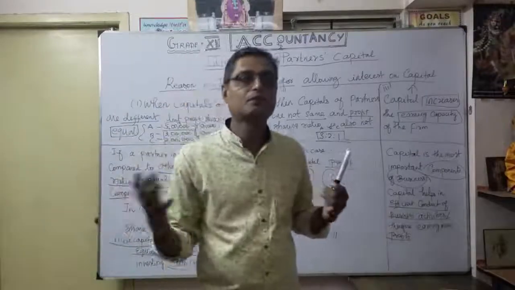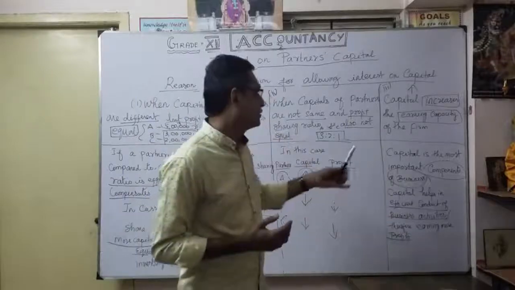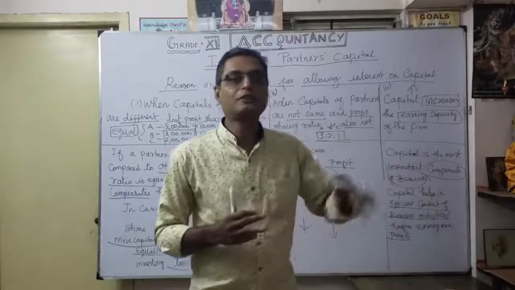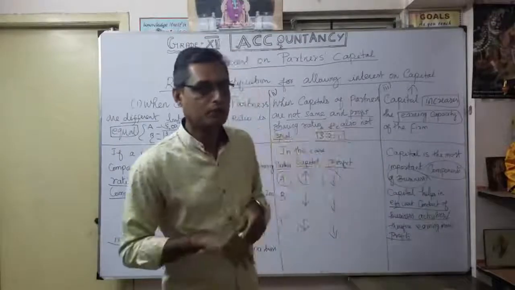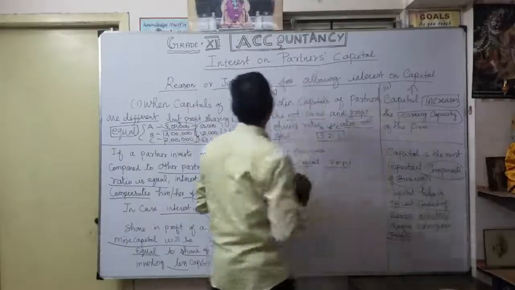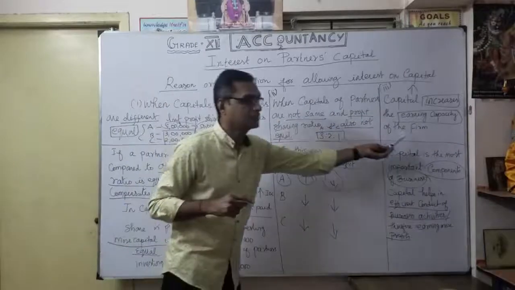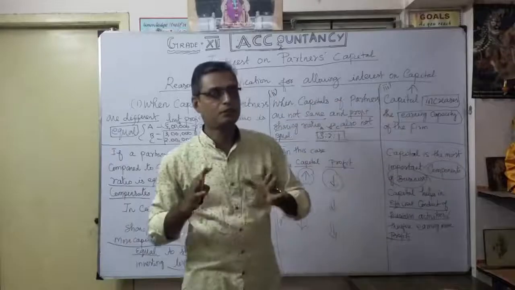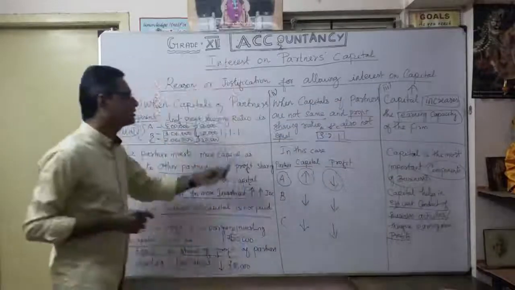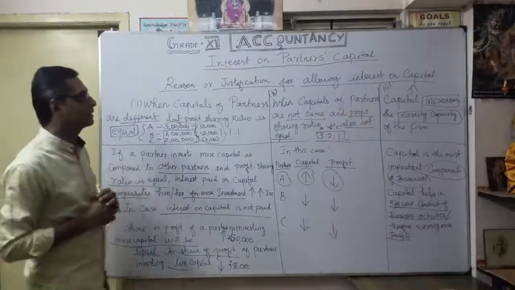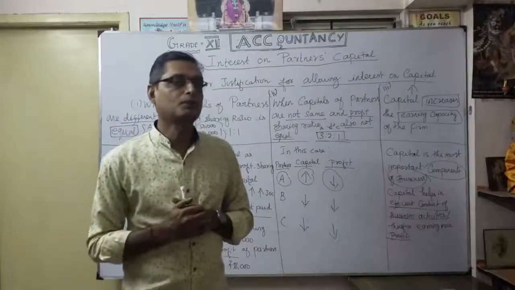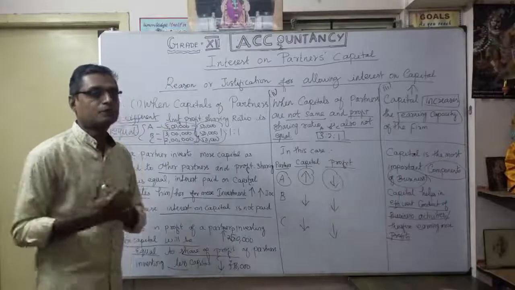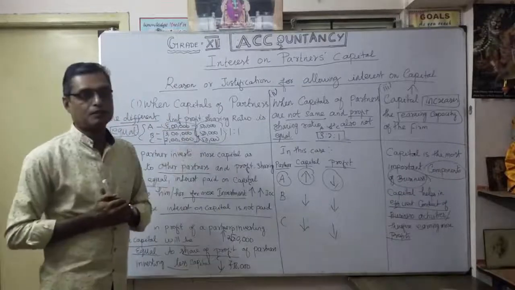We can even invite other partners to join the business. That's the earning capacity of the firm. Our profit will be more according to the increase of the capital. That's why we allow interest on capital. Understood, these are the three different situations, reasons or justifications for allowing interest on capital. You have to keep that in mind. Now we are moving to the other provisions related to interest on capital, partners' capital.